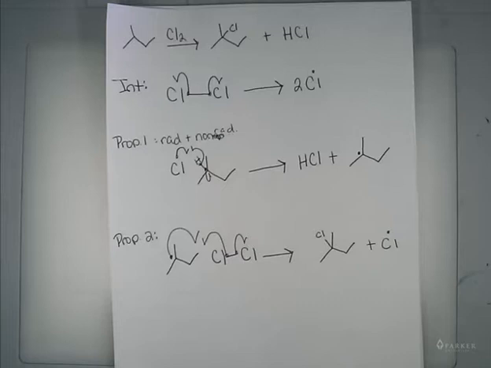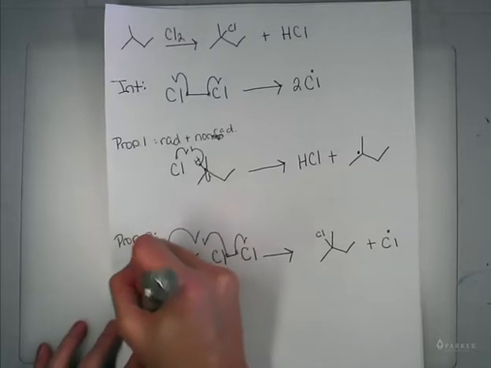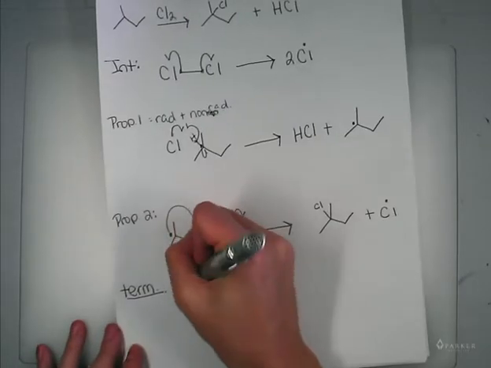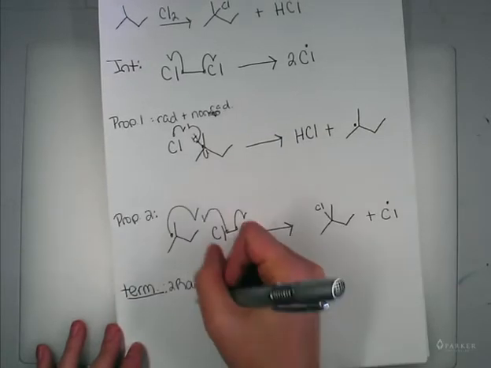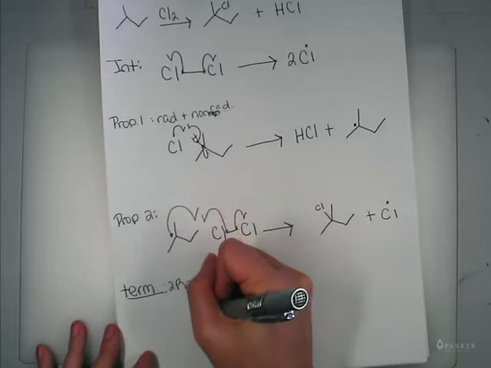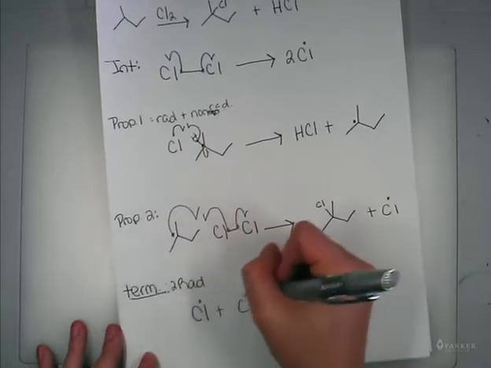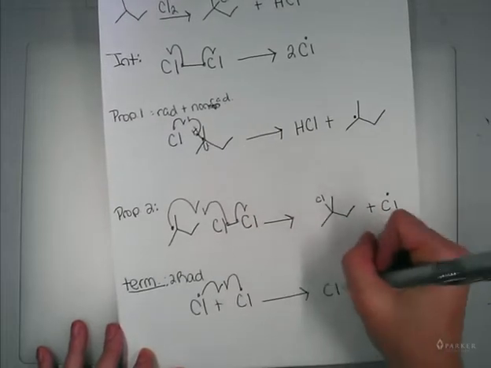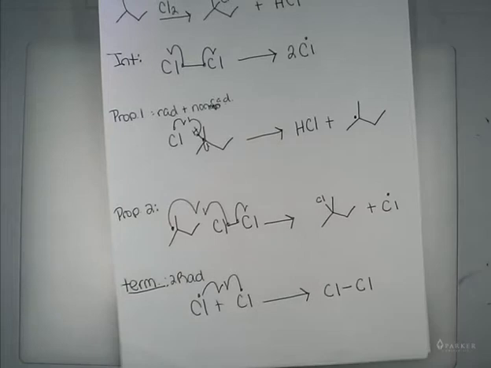Okay, and then what's our final step? Termination. And what is that between? 2 radicals. And give me 2 radicals. Chlorine, chlorine. Which forms Cl2. Okay, so make sure you can do that on your own for an exam.